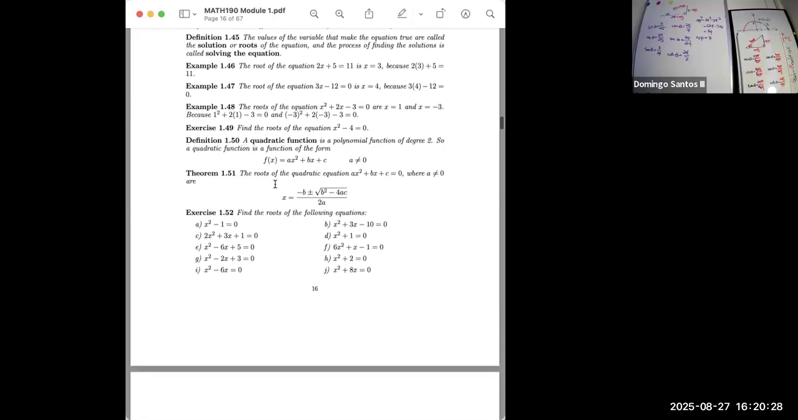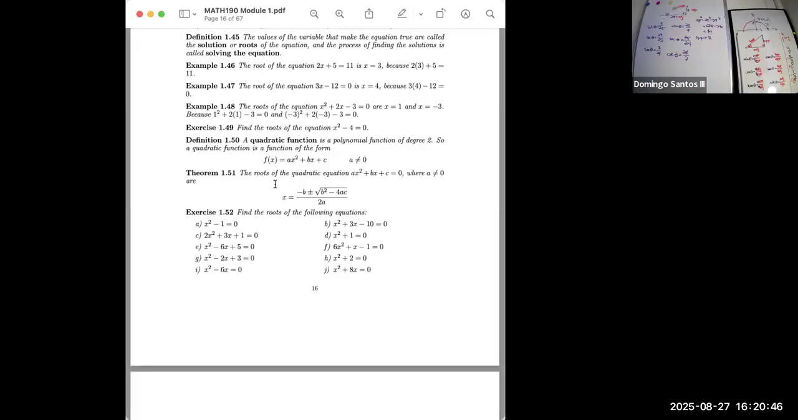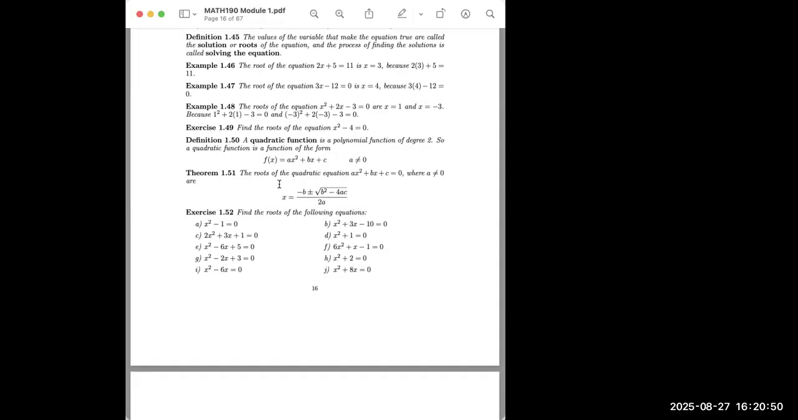Now, Jaskaran, can you read definition 1.45? This is really important. It says the values of the variable that make the equation true are called the solutions or roots of the equation, and the process of finding the solution is called solving the equation. Okie dokie. So can you read 1.46, please? It says the root of the equation 2x plus 5 equals 11 is x equals 3 because 2 times 3 plus 5 is equal to 11.